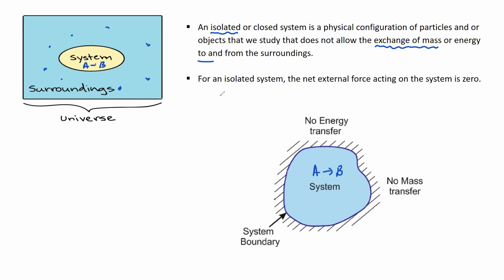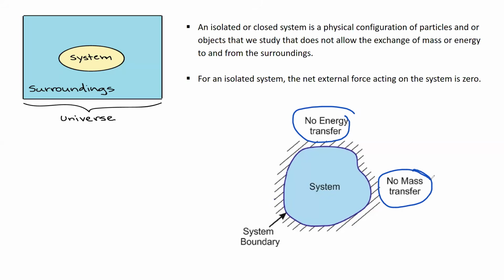Everything else on earth is standing still. Everything else on earth does not affect this car A, car B system. Every time you assume that a system is isolated, a system is closed, you are saying there is no external influence. That's English. In physics, the net external force acting on the system is zero. And that means there is no energy transfer, there is no mass transfer to and from the surroundings.